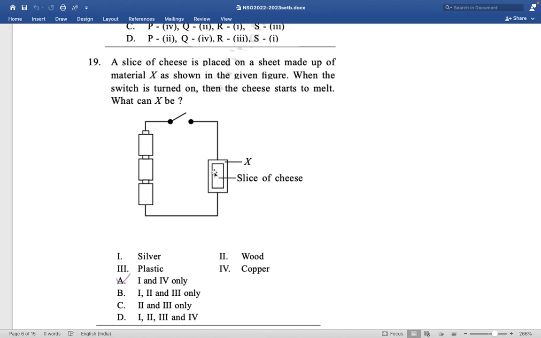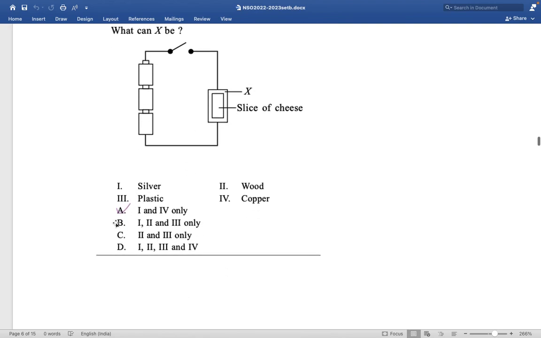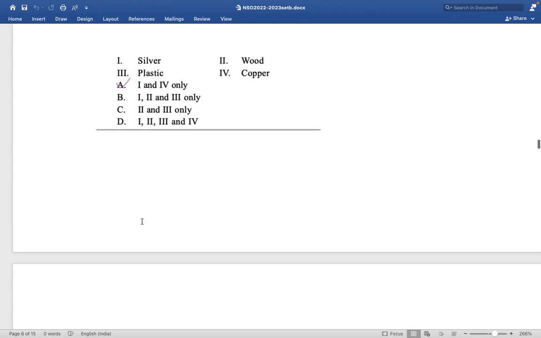Here, for the slice of the cheese to melt, this object should be made out of a good conductor of heat, which is silver and copper. So A is the answer.